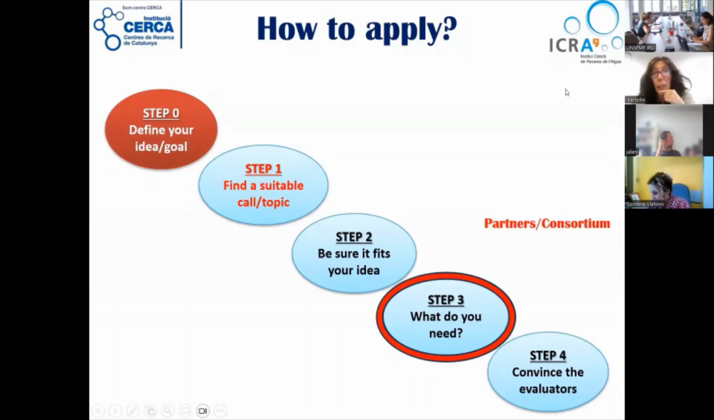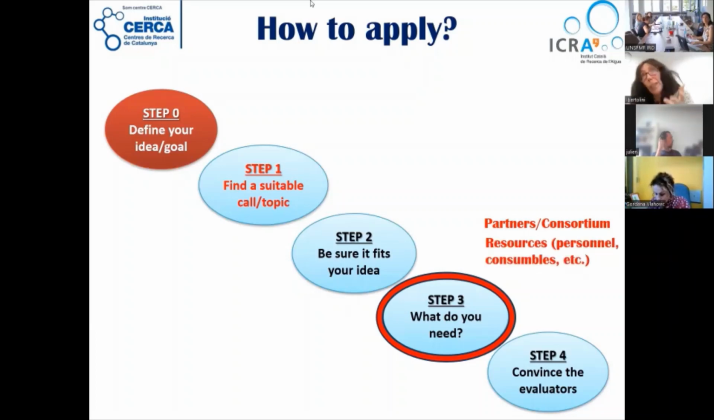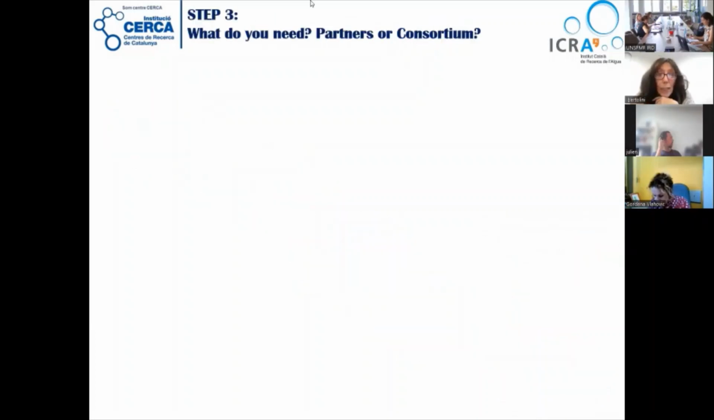Basically this refers to partners, if you are the coordinator, or to a consortium if you want to participate as a partner. And the resources you might need, of course, to carry out your research proposals, so personnel, consumables, and all the material you might need. Right, so what do you need, partners or consortium?